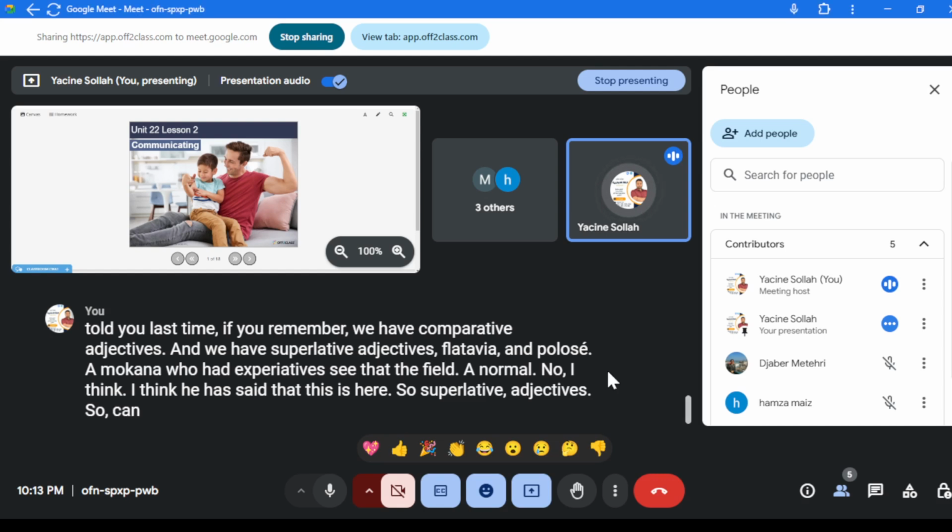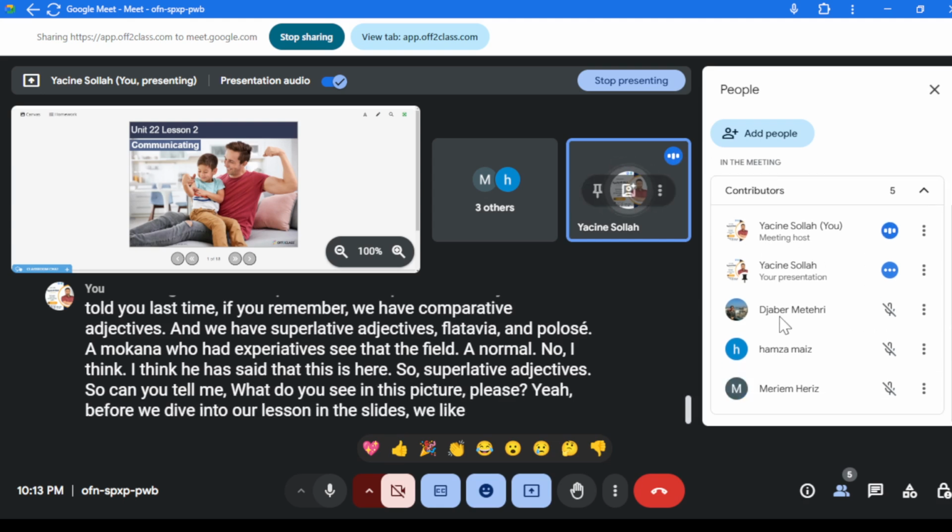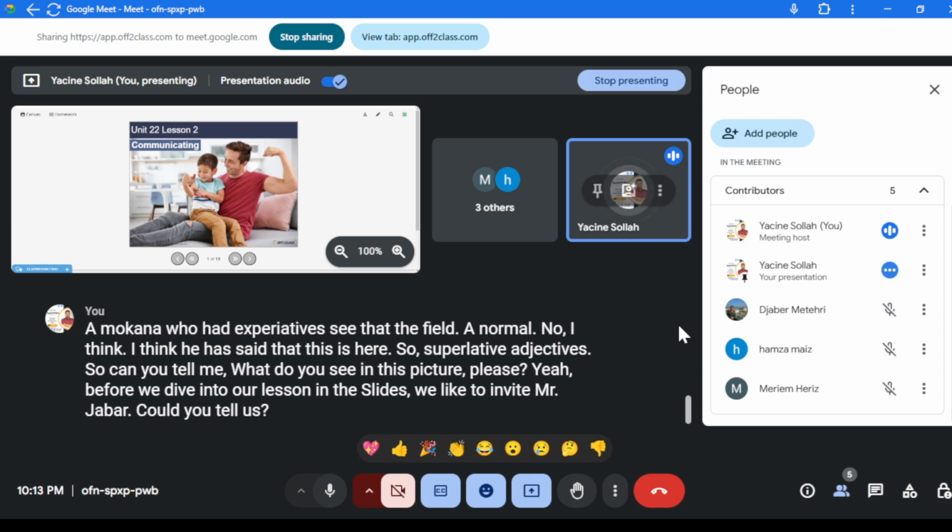Can you tell me what do you see in this picture, please? Before we dive into our lesson in the slides, I'd like to invite Mr. Jabbar. Could you tell us what do you see in this photo?